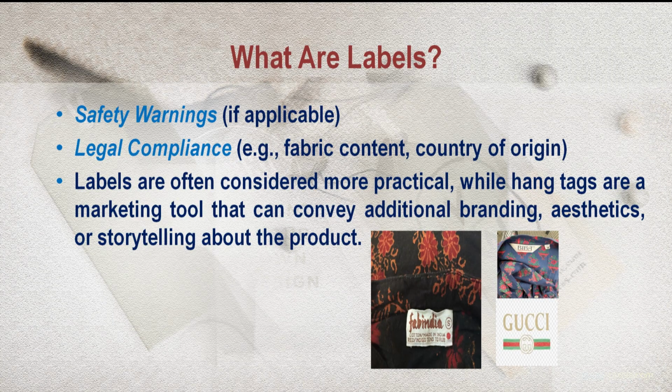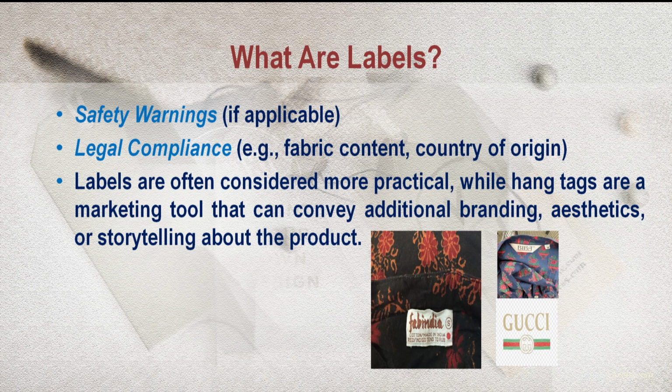The third important information given on the label is safety warnings, like we should not iron that particular garment, or we have to use cold pressing. That information is also mentioned on the labels. Then legal compliances, like fabric content and country of origin, whether it is made in India or any other country, are specifically mentioned on the labels.